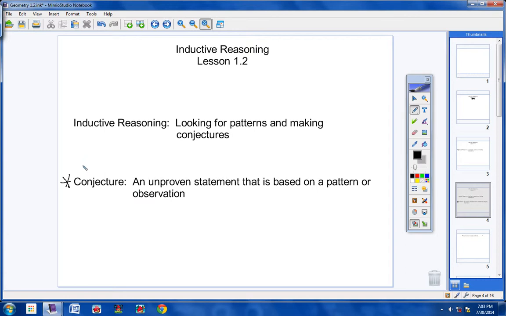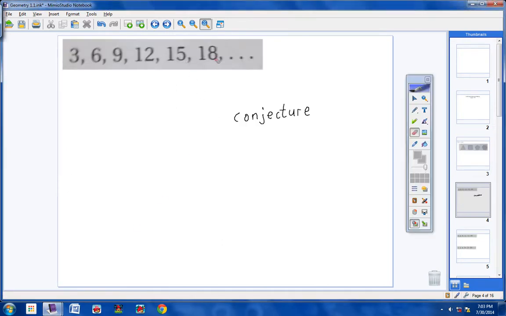Now listen to me, students, please. Another word for conjecture, we're not going to use it in this class, but have you not heard of the word? I'm sure you have. Hypothesis. Make a hypothesis about something. It's an educated guess. Well, that's basically what a conjecture is. It's an unproven statement based on a pattern or observation. So the other day, that's what we were doing. When we said that our next two numbers in this pattern were going to be 21 and 24, these two numbers here were conjectures. We were conjecturing, or in other words, we were making an educated guess.